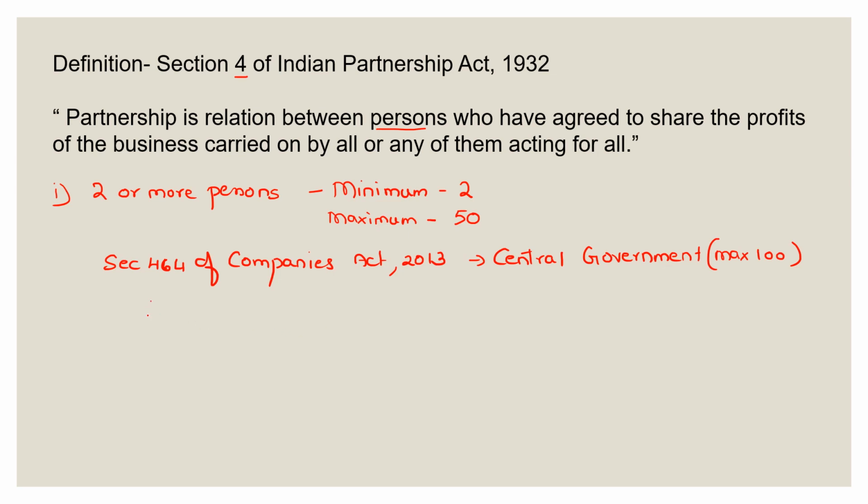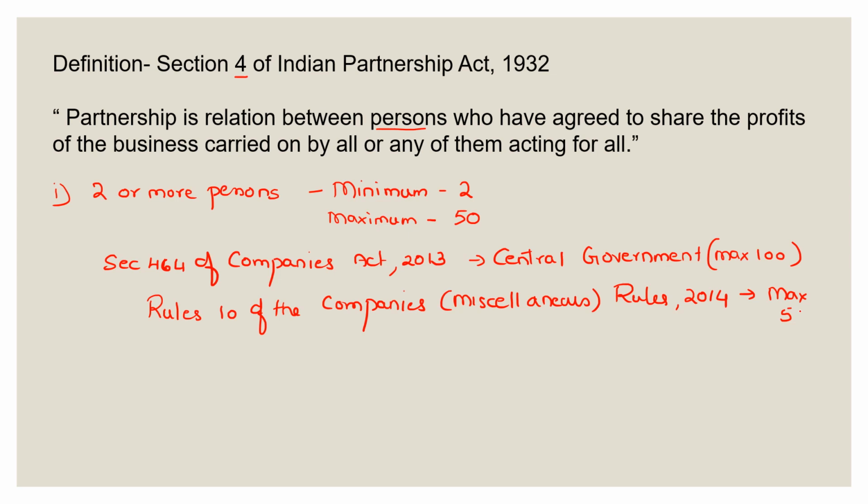But right now, as per rule 10 of the Companies (Miscellaneous) Rules of 2014, this max number has been fixed at 50. So therefore, right now if people want to come together and form a partnership, a maximum of 50 people can come together and form a partnership. So this is the minimum and the maximum number of people who can form a partnership.